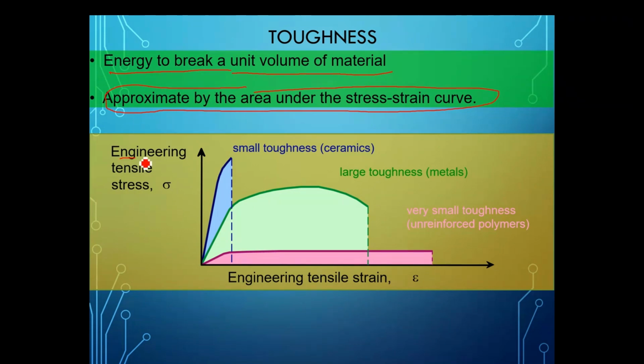Again, if you have an engineering tensile stress and engineering tensile strain curve, the total area under the curve of a tensile stress strain sample would give you the toughness of a material. Ceramics, as you know, are brittle. They would have smaller toughness. Metals, which have high plastic deformation, would essentially have a larger area under the curve.